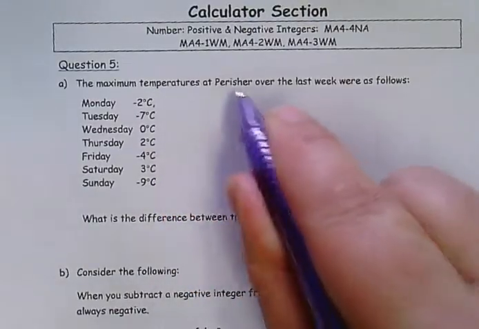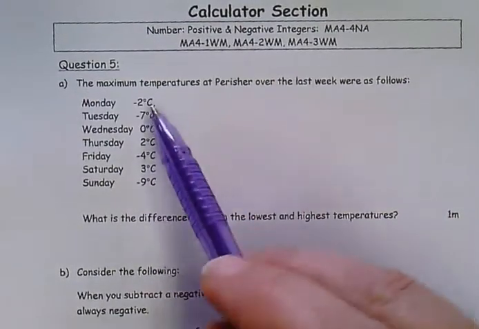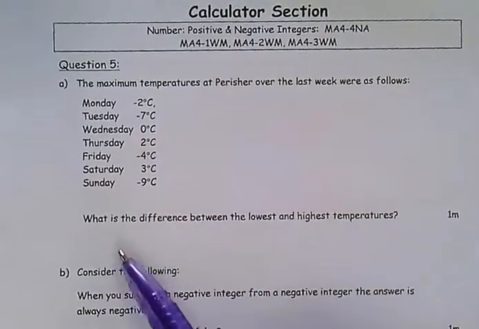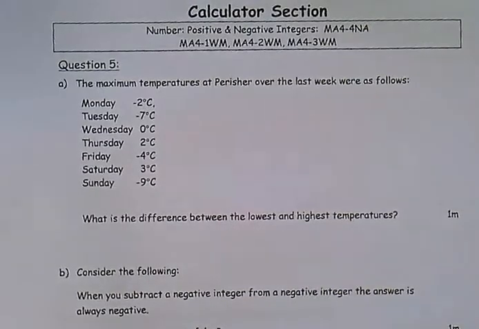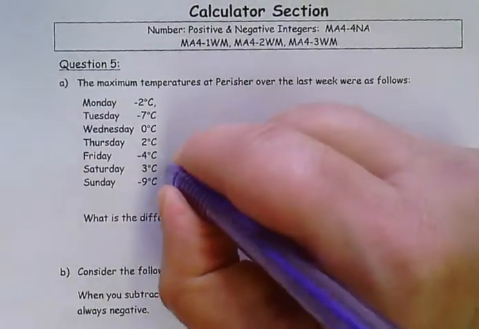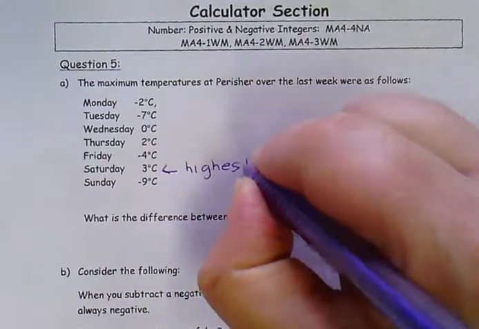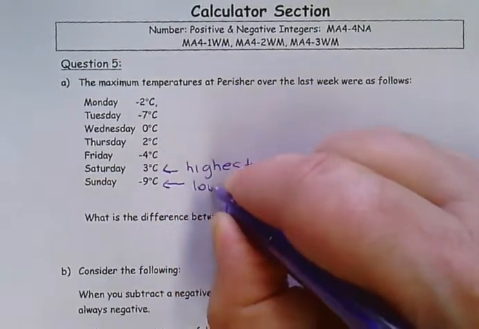First question, the maximum temperatures at Perisher over the last week are as follows. And we can see all those temperatures there. Some of them are positive temperatures, some of them are negative temperatures. And the question is, what is the difference between the highest and the lowest temperature? So the highest temperature is this temperature here, positive 3 degrees, and the lowest temperature is -9 degrees.